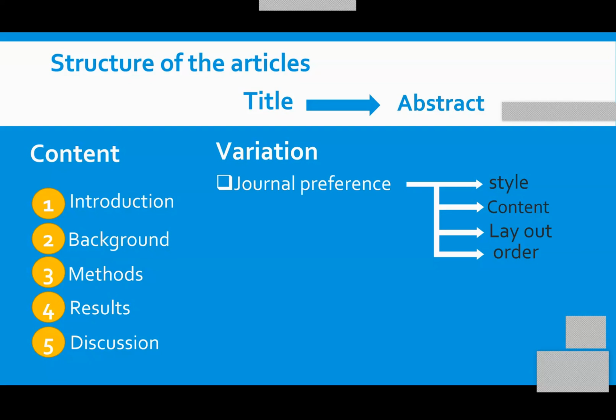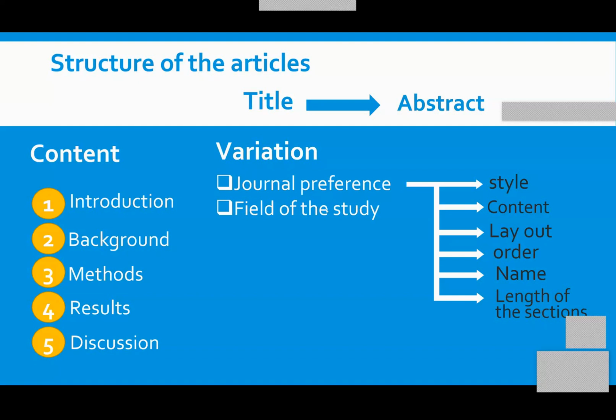So the New England Journal is different from the American Academy of Pediatrics, is different from the Canadian Pediatric Society. And also it varies according to the institute affiliated with the journal. Sometimes you say method, sometimes you say methodology. So the name of the section may vary depending on the journal. Also the length of the section. Some journals like a big introduction, others like a short introduction, and you might have line restrictions and word restrictions. Also the field of study varies.